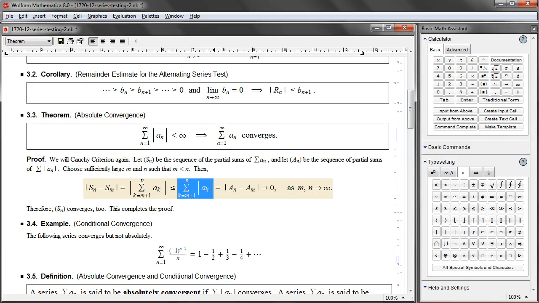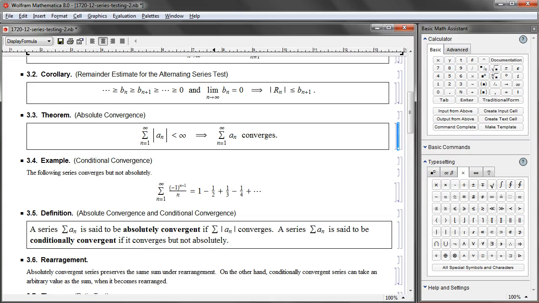And what's the right-hand side? That's actually the difference of two arbitrary partial sums, A_n minus A_m, given by the series of absolute values. And that goes to 0 because we just assumed that the series of absolute values converges. So what do we get? This sequence, the absolute value of s_n minus s_m, is less than that sequence, which is going to 0, so we have convergence to 0 as well. And that proves the convergence of the original series.